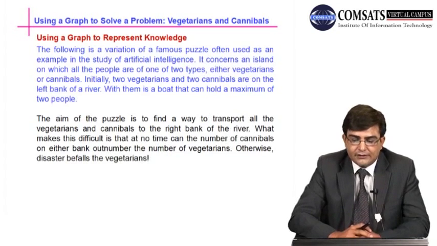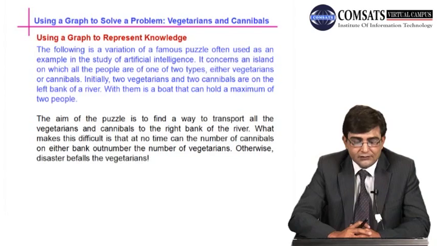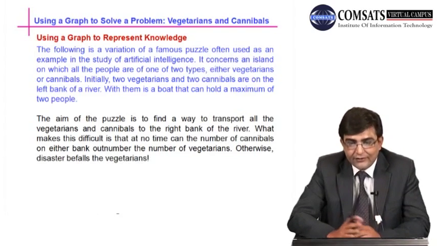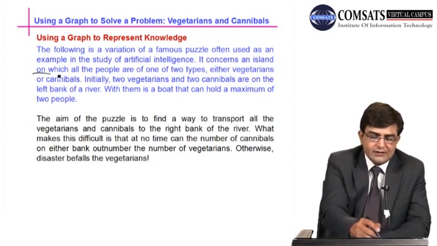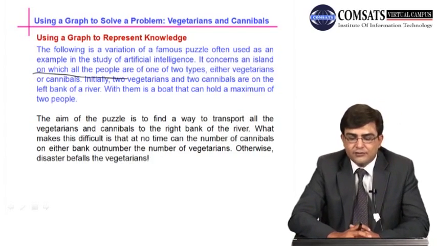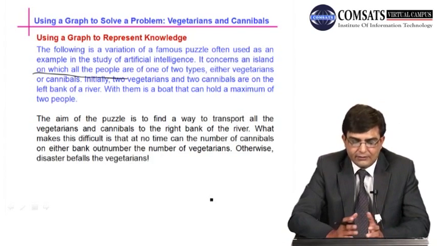This is a famous puzzle of vegetarians and cannibals, which you may have encountered in your daily life, or some of your friends may have asked you this puzzle. The following is a variation of a famous puzzle, often used as an example in the study of artificial intelligence. It concerns an island on which all the people are of one of two types. Either they are vegetarians or they are cannibals.